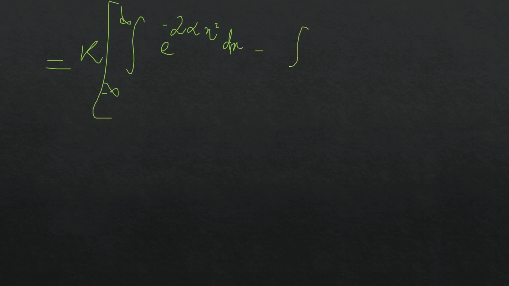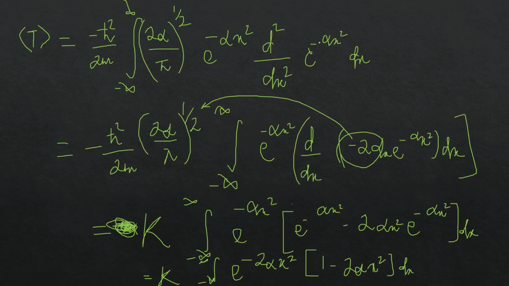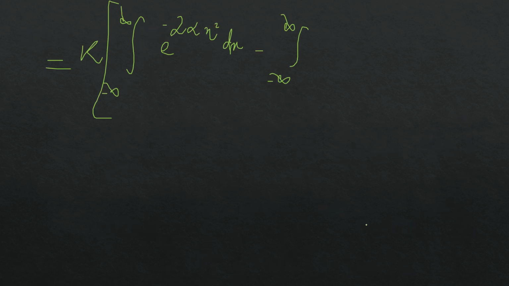minus, minus infinity to infinity, 2 alpha x square e to the power minus 2 alpha x square dx. I took this outside now. Yeah, no problem.